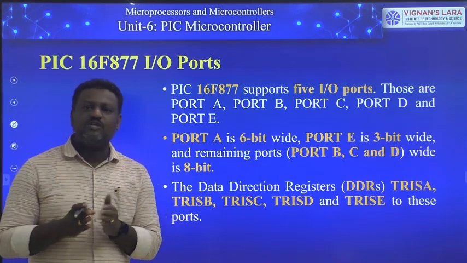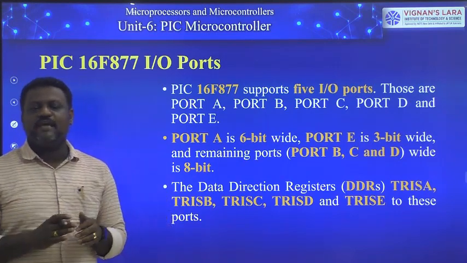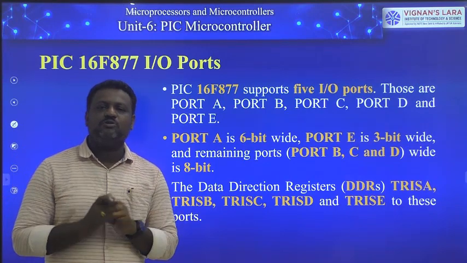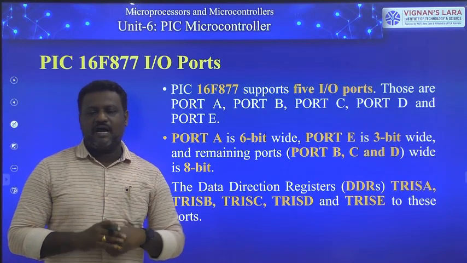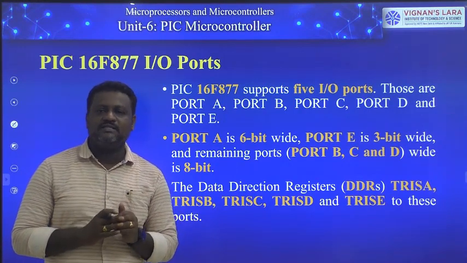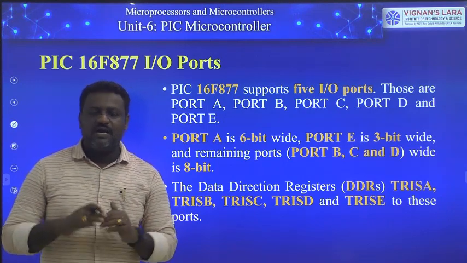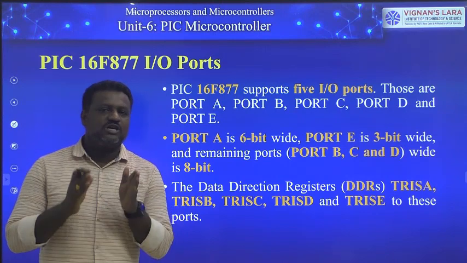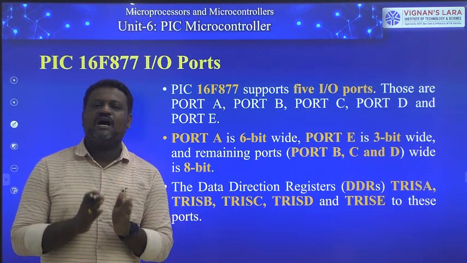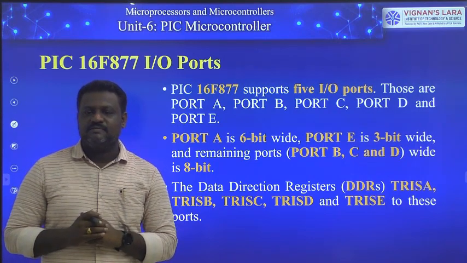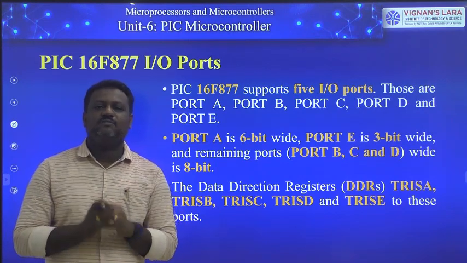Those 3 pins are RE0, RE1, and RE2. The remaining 3 ports, port B, port C, and port D, are each 8-bit. Under port B, there are 8 signals, RB0 to RB7. Under port C, again 8 pins, RC0 to RC7. Under port D, we have 8 signals, RD0 to RD7. That is what I discussed in the last class, and I am going to continue from there today.